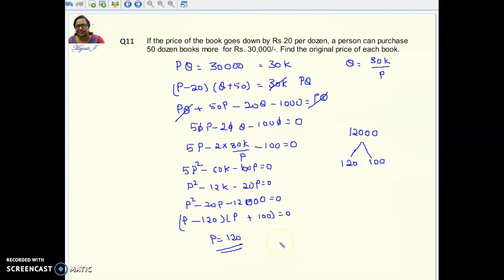So the original price of each book, I'm sorry to say, this is again per dozen. The price whatever we found out here is nothing but per dozen. So 1 dozen books is nothing but 12 books, and 12 books is costing 120 rupees. So one book will cost how much? 120 by 12 is nothing but 10 rupees. So that's the answer.